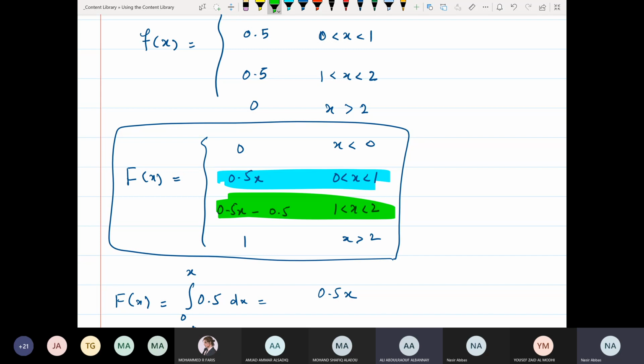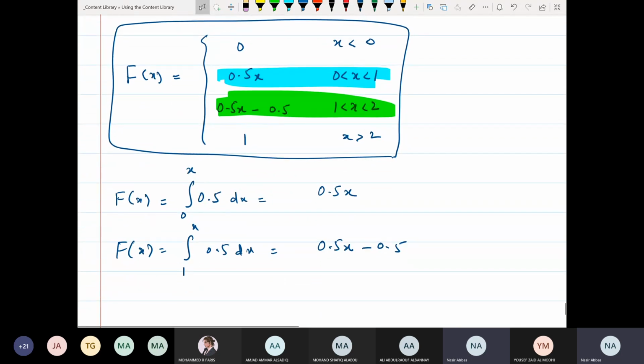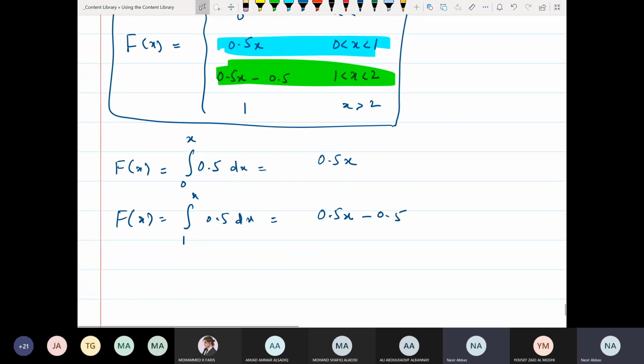I think I can substitute in both of them, and the one that gives me a negative value I can exclude. Let's try that. Let me find the 45th percentile, and I will plug in the value in both of them. According to the first one, I'm assuming the 45th percentile is between 0 and 1. If it is between 0 and 1, then 0.5 times P45 should be 0.45.